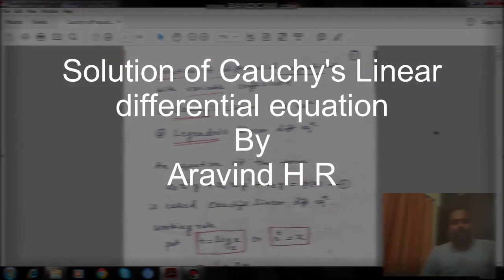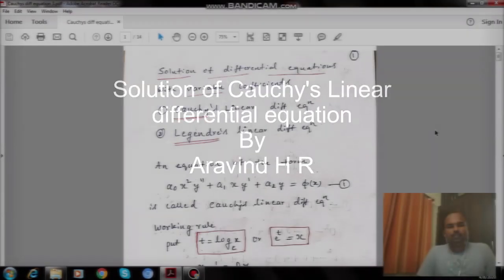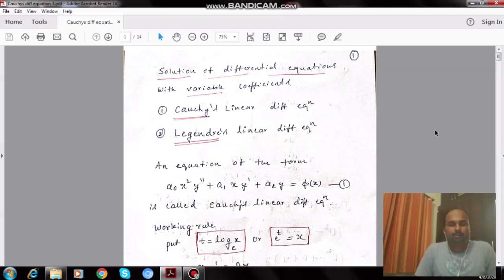So now I will explain the solution of differential equations with variable coefficients. There are two types of equations with variable coefficients. The first one we call Cauchy's linear differential equation. The second one is Legendre's linear differential equation.